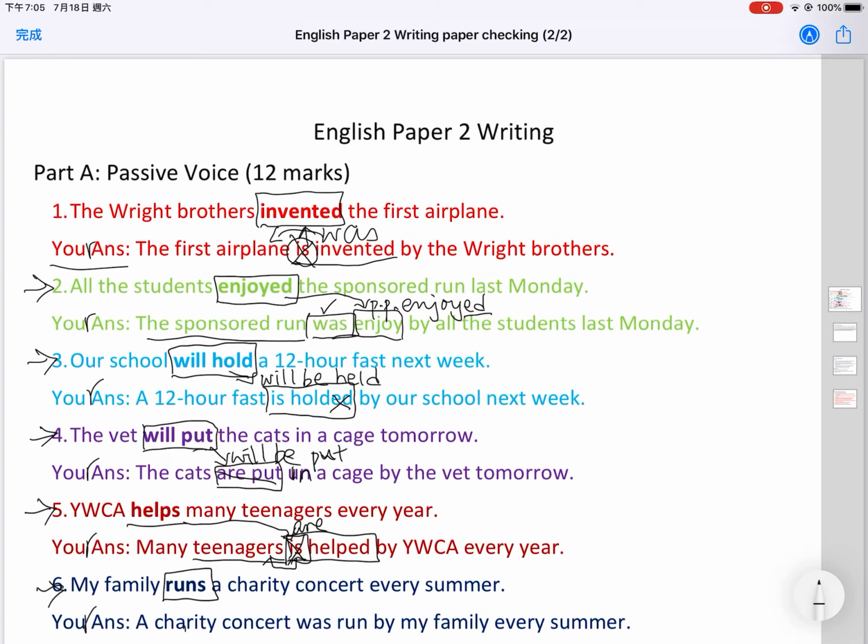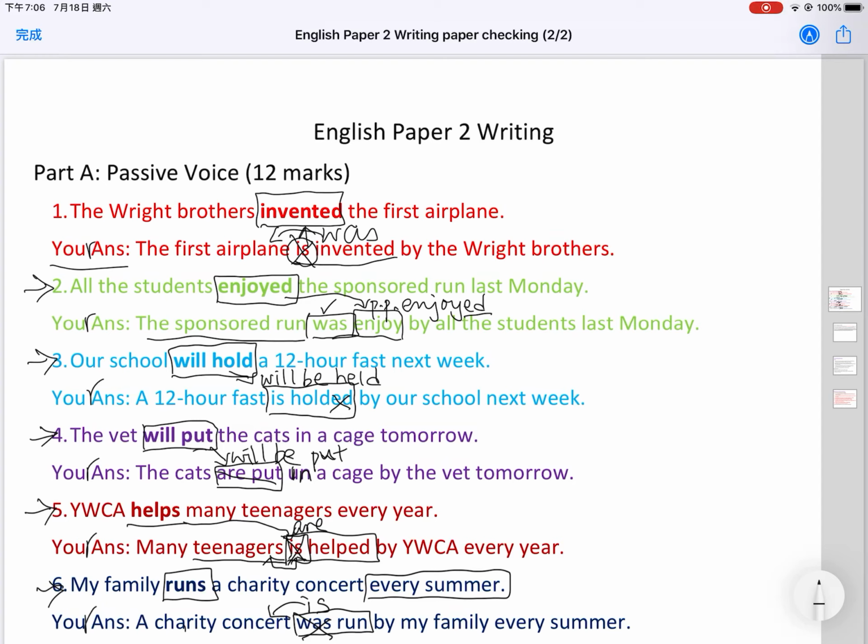Okay, the last one. My family runs a charity concert every summer. Now your answer, some of you wrote, our charity concert was run by my family every summer. When we talk about something we do regularly, it's a habit. So that's why we use present tense. So in the passive form, we should keep the tense as well. So instead of using it was, we should use a singular verb form of is, okay, to match with the singular subject.